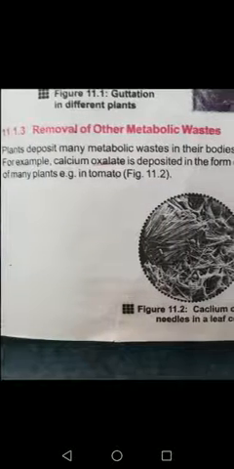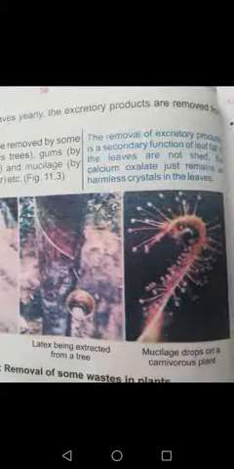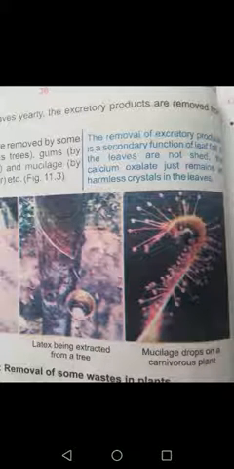Next, some plants remove their metabolic waste during leaf fall. When leaves fall from them, their extra metabolic waste is removed from the plant. So metabolic waste is removed from the plant when leaves are shed yearly. Actually, this process of removal of excretory product through leaf fall is a secondary function.